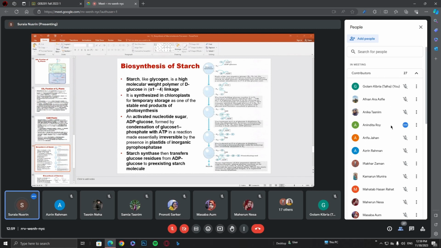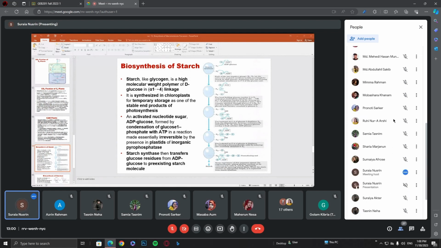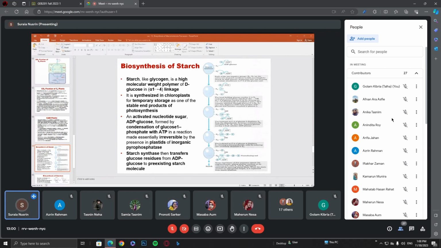Now the XA site is free, so another ADP sugar delivers its sugar residue to XA. The same thing will happen. XA interacts with the number 1 carbon of sugar number 3. Now we can see sugars number 1 and 2 are linked to the XB site, and sugar number 3 is linked to the XA site. Now the hydroxyl group of sugar 3 functions as the nucleophile attacking the number 1 carbon of sugar 2. By that, a 1,4 glycosidic bond is produced between sugar residues 2 and 3.